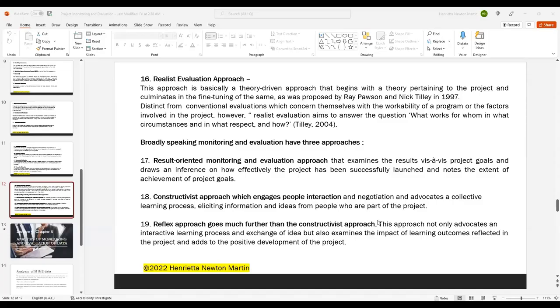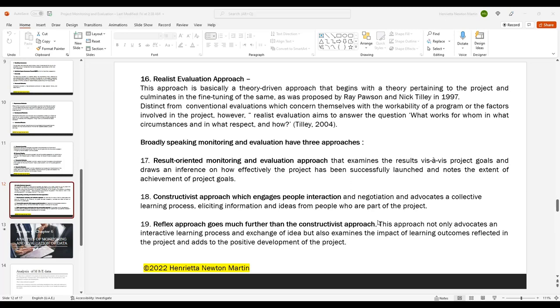Next is, now broadly speaking, monitoring and evaluation has three approaches. This is just a broad categorization of monitoring and evaluation. The first is a result-oriented monitoring and evaluation approach that examines the outcomes, which aims at examining the maximization of outcome, the results vis-a-vis the project goals and the project vision, and draws an inference on how effectively the project has been successfully launched, and notes the extent of achievement of project goals.